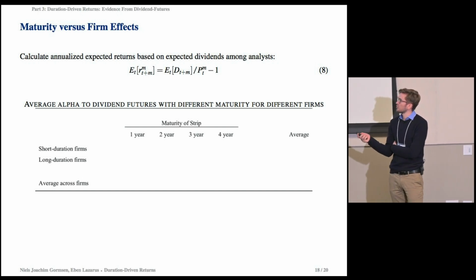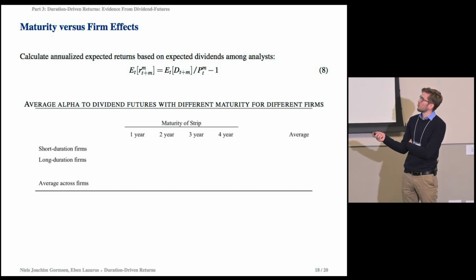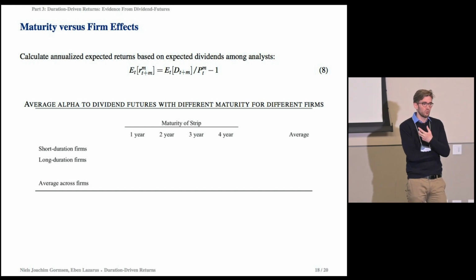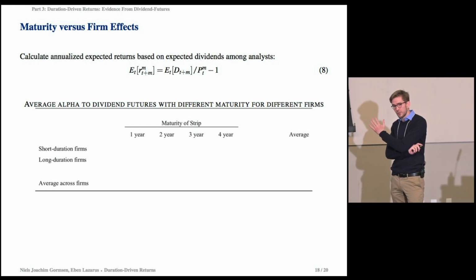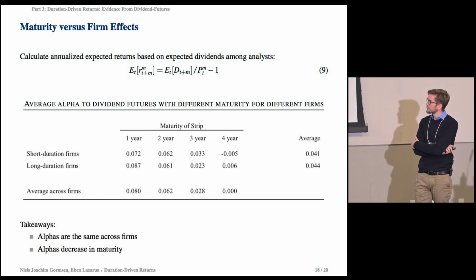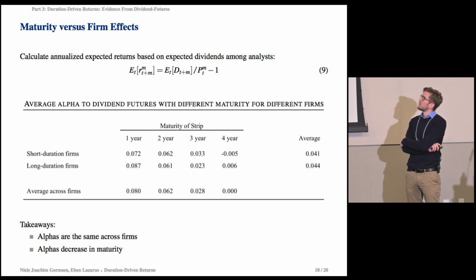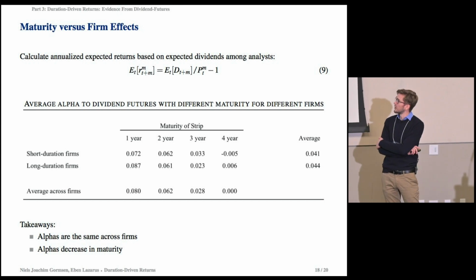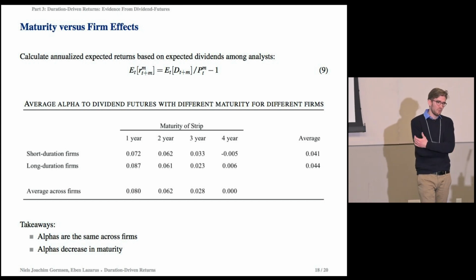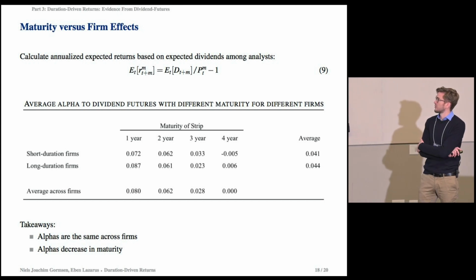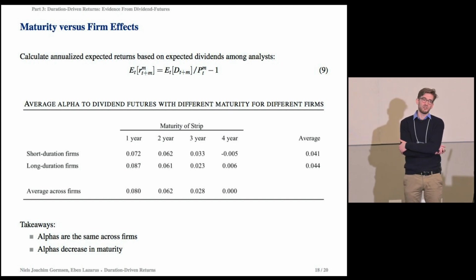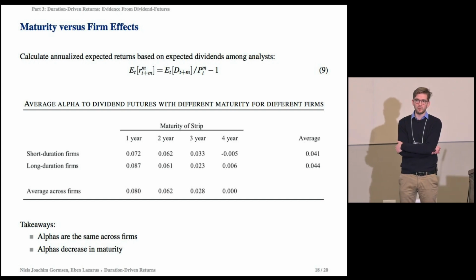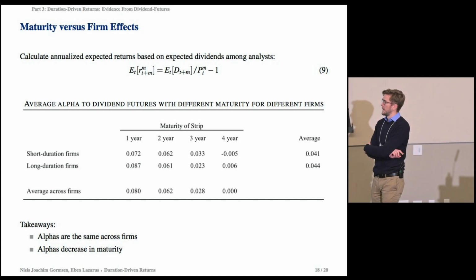And then just to visualize the results, we're going to have basically short duration firms and long duration firms. So we're going to have 2 different types of firms down here, and we're going to look at what the CAPM alpha is to the different dividends. And of course, we argue that the cash flows decrease in maturity, but they are the same across firms. And that's what we find. We see that the CAPM alpha is higher in the short end and decreases monotonically as we go towards the 4th year claim. And they're more or less the same across firms. If there is any tendency, it is for long duration firms to actually have a slightly higher return, but for all practical purposes, this is the same CAPM alpha.